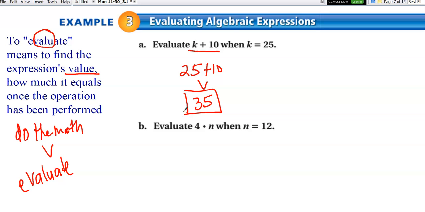Okay, here's another example. Evaluate 4 times n when n equals 12. So I'm going to rewrite this as 4 times 12, and I know that 4 times 12 is 48. So this is simply asking you to do the math, but I'm going to give you the value for the variable. And this is getting you ready to do some more complicated formulas later on in your math career.